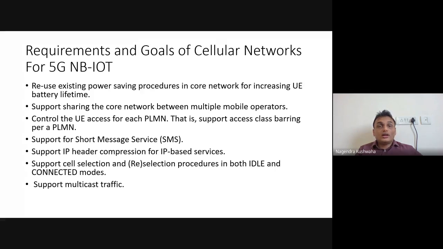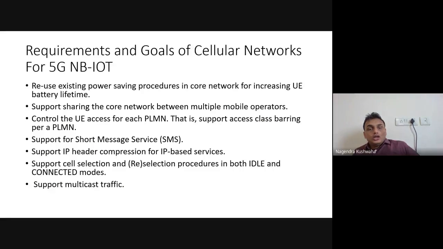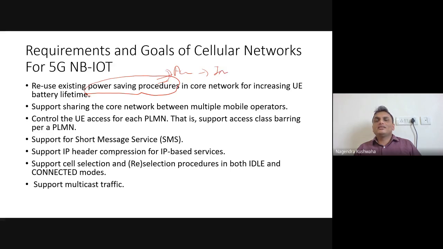Now we'll talk about the requirements and goals of cellular networks. These are the requirements of devices. These are the requirements of the cellular network. The network must have power saving procedures, and power saving procedures can be achieved by implementing sleep mode. So they can introduce a sleep mode, like in the previous case also there was a sleep mode. What happens is a device sends the data and goes to sleep.